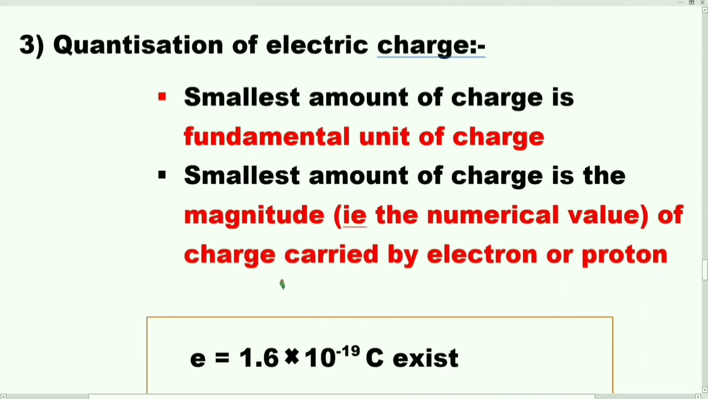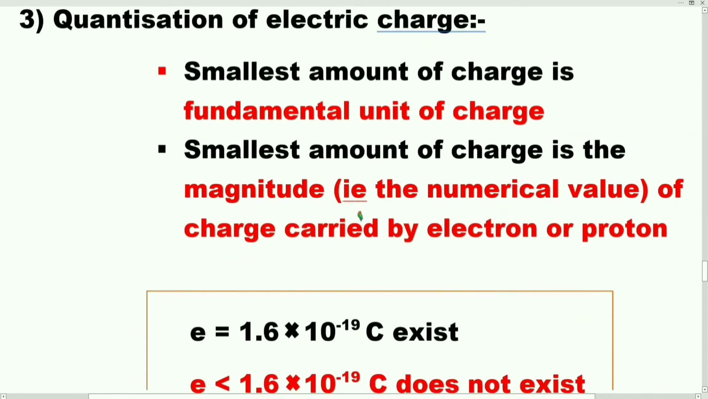Third is quantization of electric charge. The smallest amount of charge is the fundamental unit of charge. And this smallest amount of charge is the magnitude of charge carried by an electron or proton. Okay, the smallest amount of charge is the fundamental unit of charge, and it is the magnitude of charge carried by electron or proton.